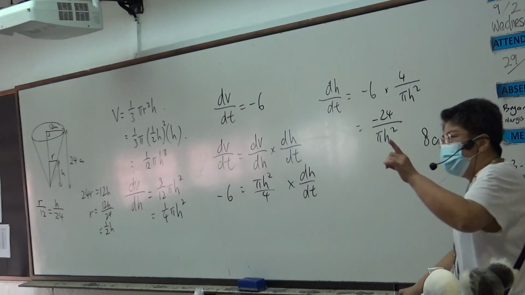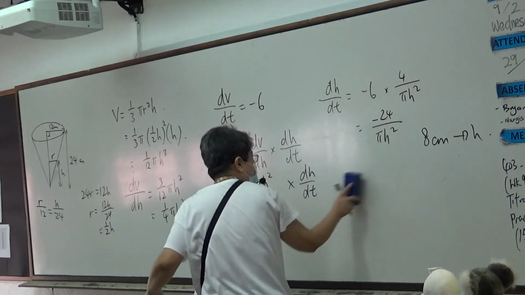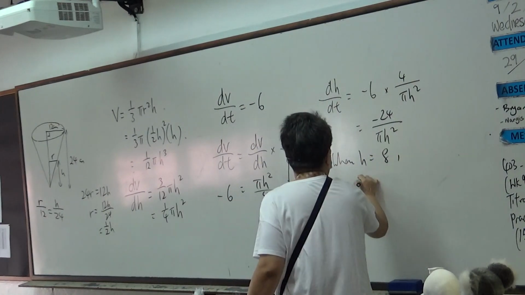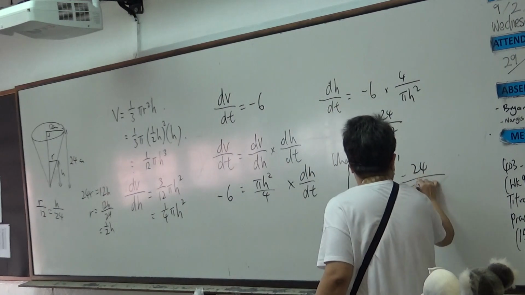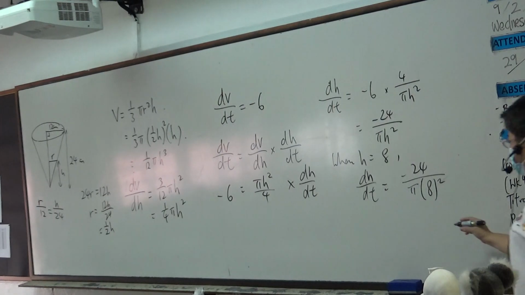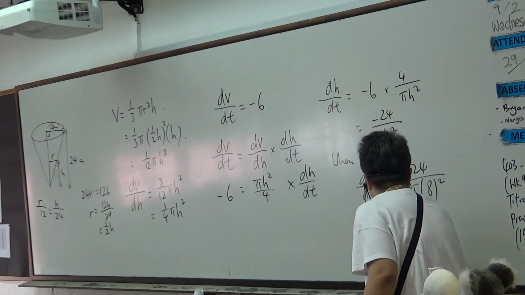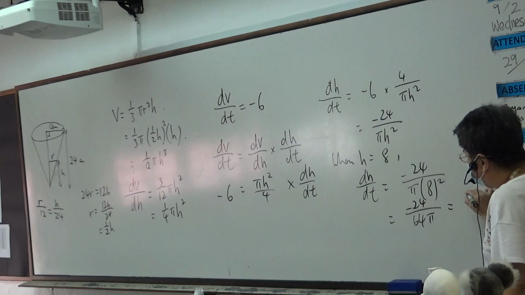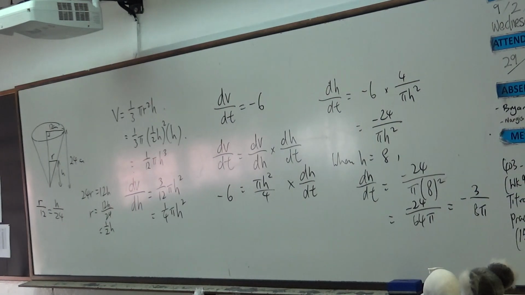8 cm deep means what? When H is what? 8. Correct. When H is 8, I will have dH dt equals -24 over pi times 8 squared. Okay, let's work this out in terms of pi. This is -24 over 64 pi, right? Okay, if I divide by 8, I will have -3 over 8 pi, right?